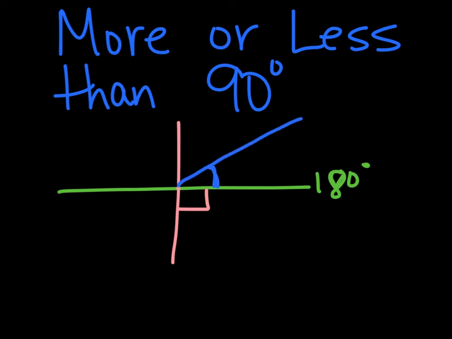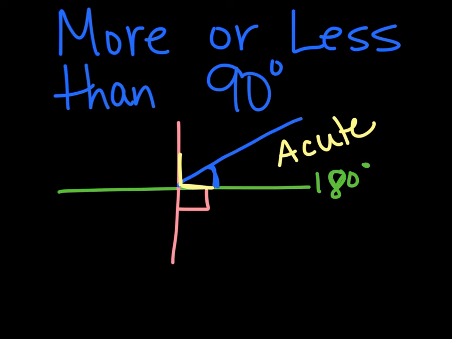Well, is that more or less than 90? Well, if this is exactly 90, then what I've drawn there is less than 90. So if it's less than 90, we call it acute. And I always say it like this, acute, because it's so little, it's cute, because it's teeny tiny. So if it's less than 90, we call it acute.